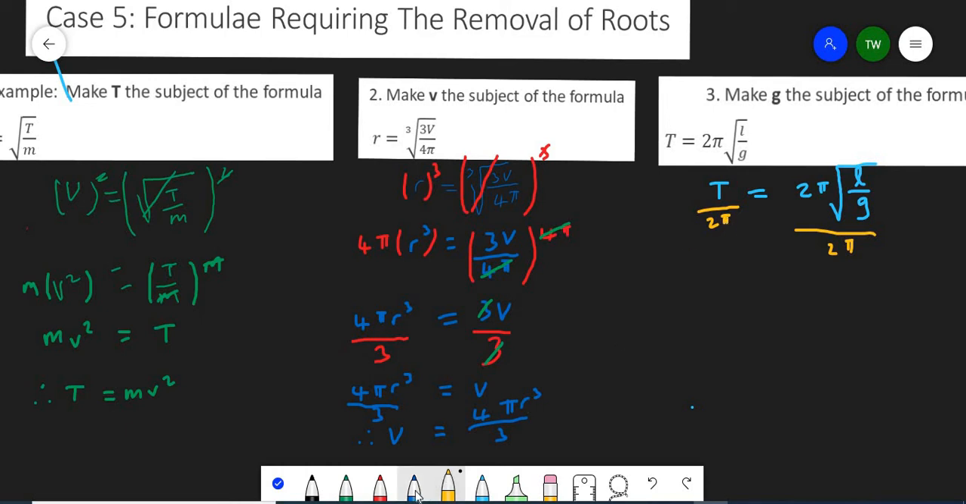Right? What you notice is that this 2 pi in the denominator will cancel out this 2 pi in the numerator. Right? So what you're left back with on the right is just the square root of L over G, right? And on the left hand side, you just write back what you have, which is just T over 2 pi.